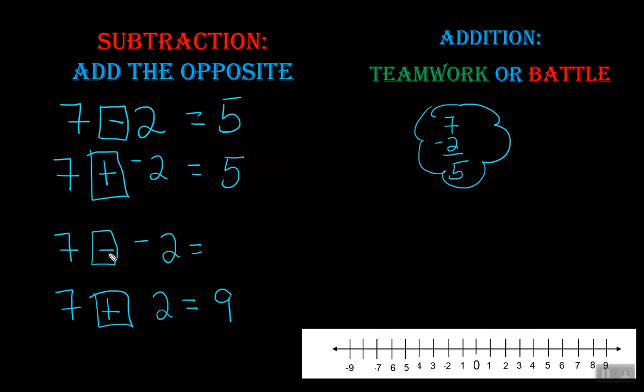I have a subtraction problem, so I'm going to change it to an addition problem. I'm going to add the opposite of the second number. And then it's like this first thing didn't even occur. You just focus on this right here. I have an addition problem with two numbers that are the same sign. I'm going to add the number 7 plus 2, and I'm going to keep the sign. And then I'm going to go back and say, okay, that's the answer to my subtraction problem.